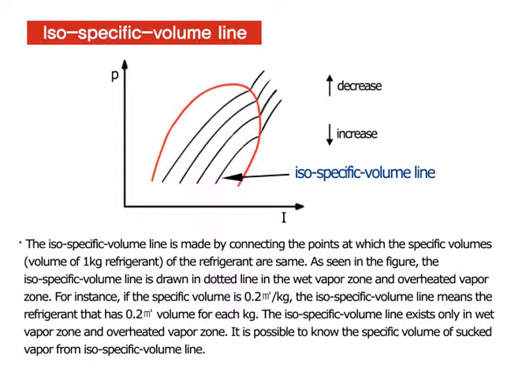As seen in the figure, the isospecific volume line is drawn in a dotted line in the wet vapor zone and overheated vapor zone. For instance, if the specific volume is 0.2 cubic meters per kilogram, the isospecific volume line means the refrigerant that has 0.2 cubic meters volume for each kilogram. The isospecific volume line exists only in the wet vapor zone and overheated vapor zone. It is possible to know the specific volume of sucked vapor from the isospecific volume line.